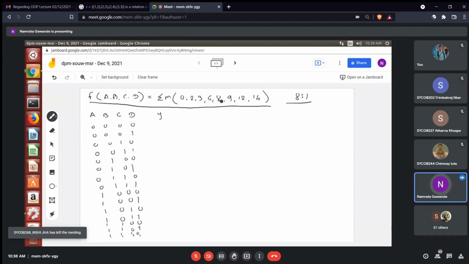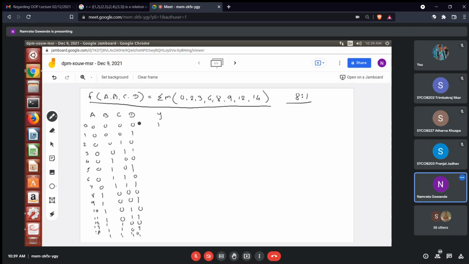Now, whatever the min terms are present in the expression, for those we have to place ones in the truth table. For 0, 0, 0, 0, is 0 present in the expression? Yes, so I need to place 1 over here. Now the next, I can write 0, 1, 2, 3, 4, 5, 6, 7, 8, 9. The last one is 15.